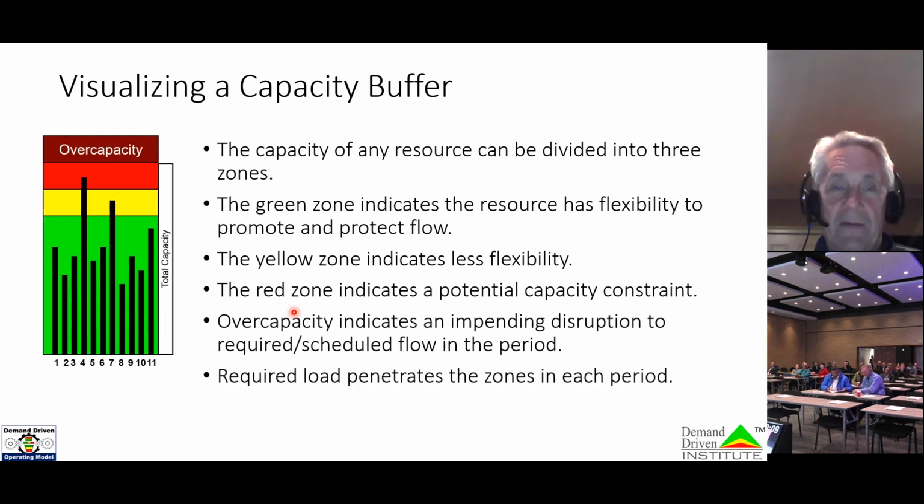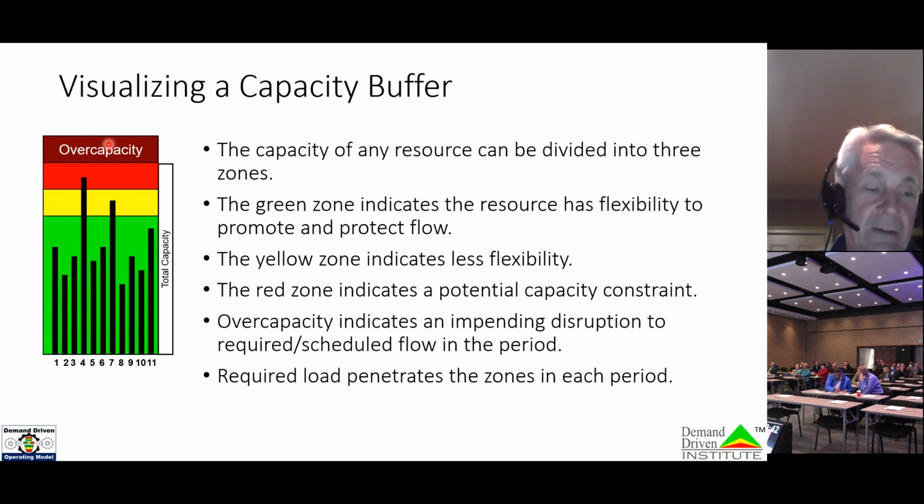So when we think about visualizing a capacity buffer, we stack it in this way, where the more we're down below the total capacity of the resource, the better off we are. Think of that as our green zone. If we start to get into this environment, now we're starting to get close to where we may turn that resource into a constraint, right? If we get into that overcapacity environment, then that resource has become the constraint. And anybody who's done a DBR implementation knows you can get what's called a floating constraint, where it's moving around the plant, and it's a bit maddening.